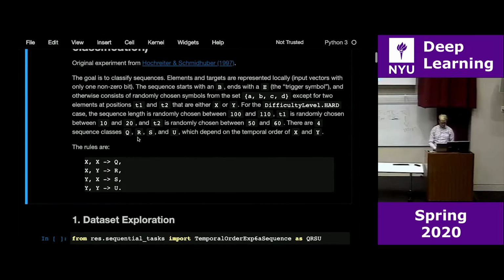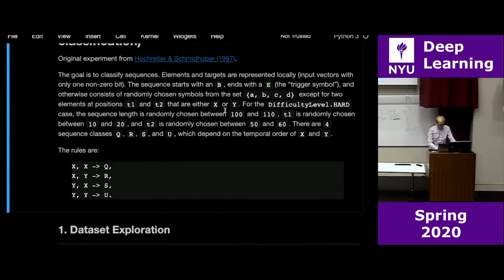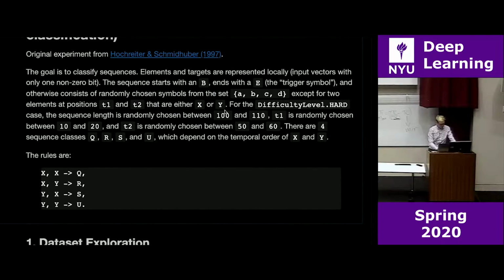We're going to be going now for sequence classification. I'll just read this out loud. The goal is to classify a sequence of elements. Elements and targets are represented locally, as input vectors with only one non-zero bit, so it's a one-hot encoding. The sequence starts with a B for beginning and ends with an E for end, and otherwise consists of randomly chosen symbols from the set A, B, C, and D, which are some kind of noise, except for two elements in positions T1 and T2. These can be either X or Y, okay?